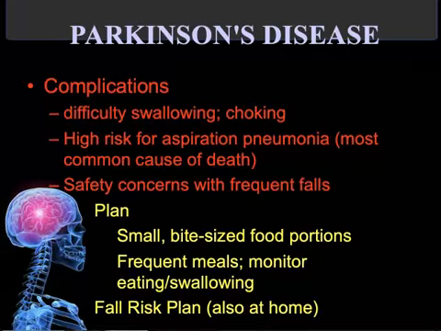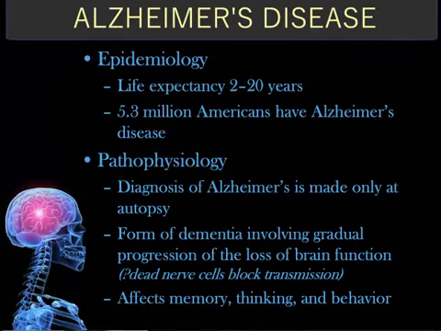Complications, you end up having people develop pneumonia because of swallowing and choking issues. So really thinking about teaching the family about small bite-sized foods and portions is an important way that we can limit potential pneumonia in these patients. And then certainly fall risk, and teaching the patient's family about what to do at home if there is an issue.